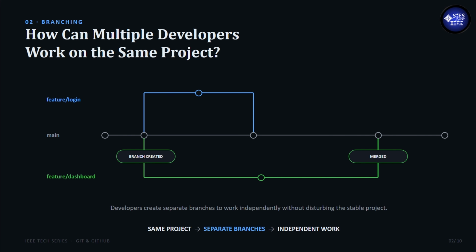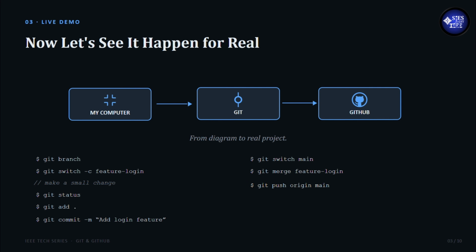Now suppose one developer is working on a login feature, and another developer works on the dashboard. Each of them needs to create a separate branch. The separate branches will be named something like feature/login and feature/dashboard. At the same time, multiple developers can work simultaneously without interfering with each other's code. Once the work is completed and tested, the branches merge back to the main branch, making the new feature part of the project. Now, let's demonstrate this using a real project.